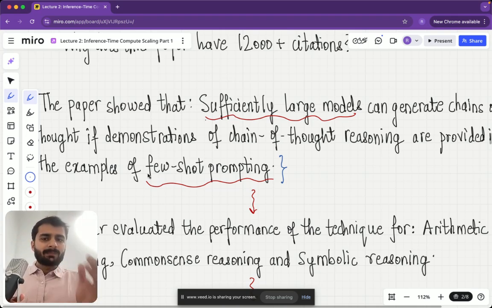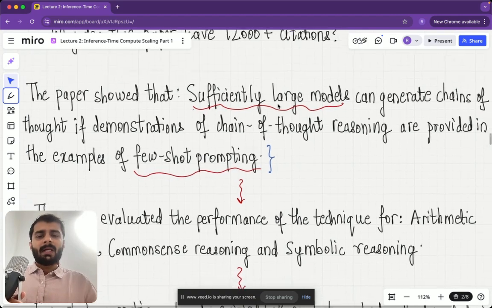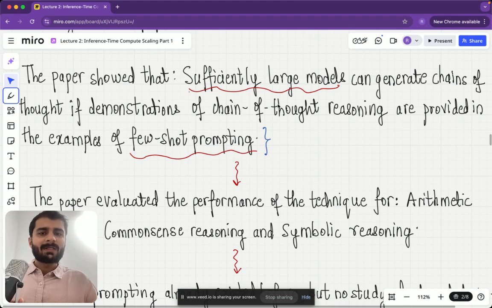Okay, so you can notice here that this statement also mentions sufficiently large models. What does this mean? What do I mean by sufficiently large models? I will come to that eventually. And the paper evaluated the performance of the technique for three different reasoning tasks. One is arithmetic reasoning tasks, second is common sense reasoning tasks, and third is symbolic reasoning tasks. By the end of this lecture, you should be clear with respect to the difference between arithmetic, common sense, and symbolic reasoning tasks. We need to understand the difference between these three.